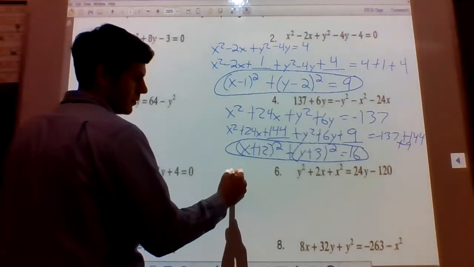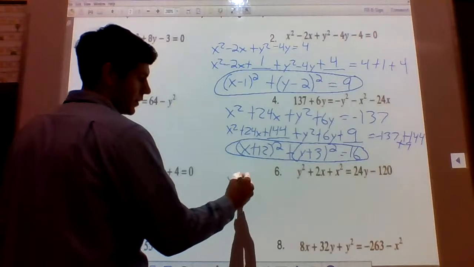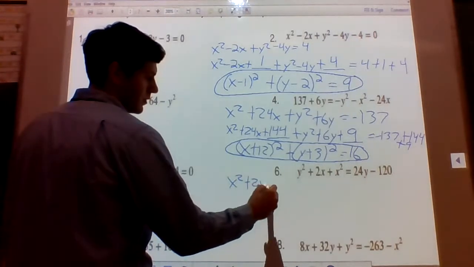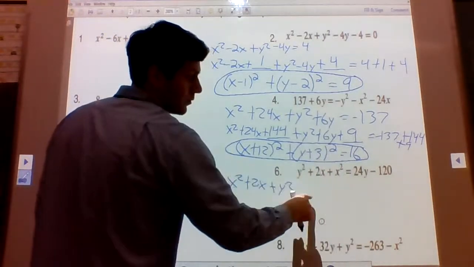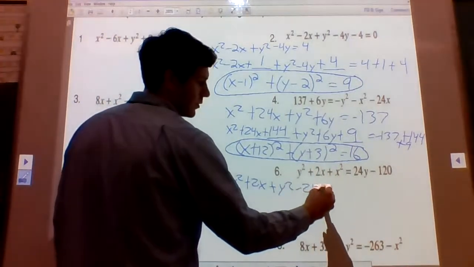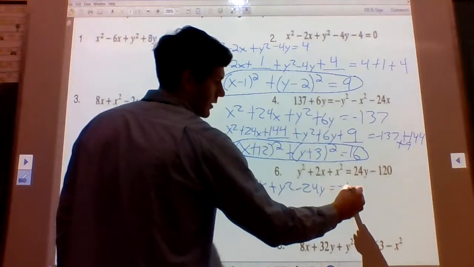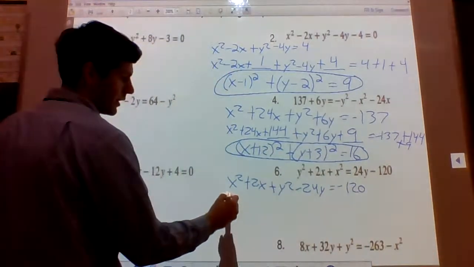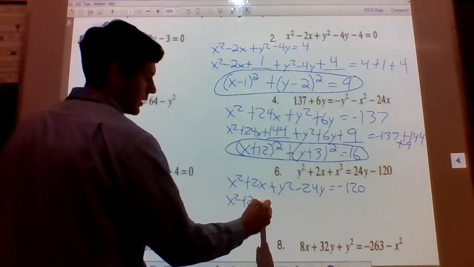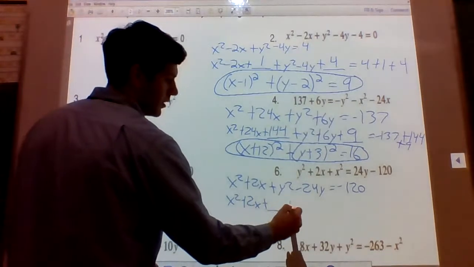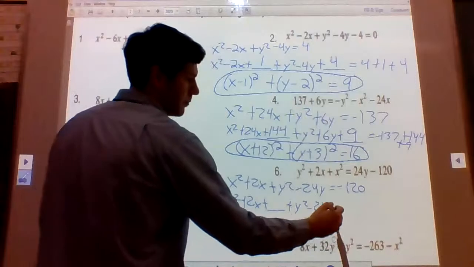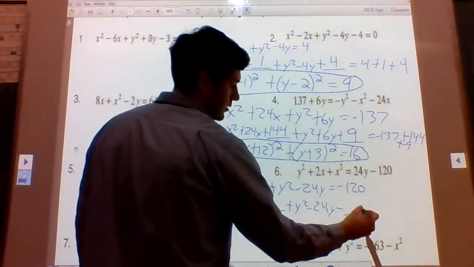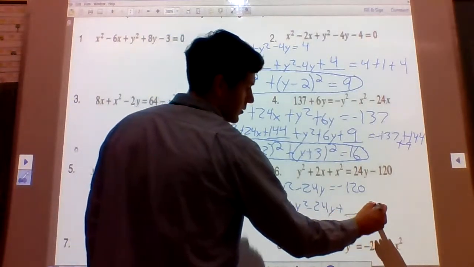Okay. We just got to reorder it a little bit. So we have x squared plus 2x plus y squared minus 24y. So we're subtracting 24y from both sides. Then it's going to equal a negative 120. So we have x squared plus 2x plus some number plus y squared minus 24y plus some number equals negative 120.